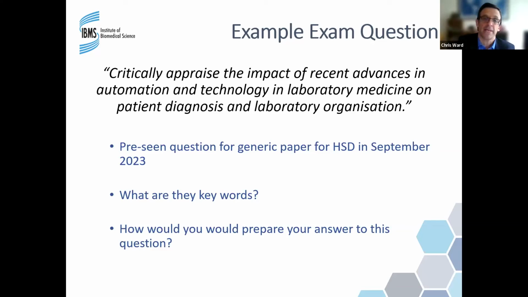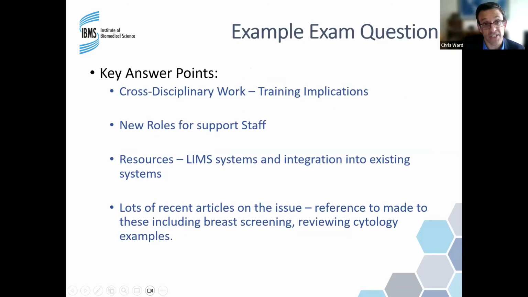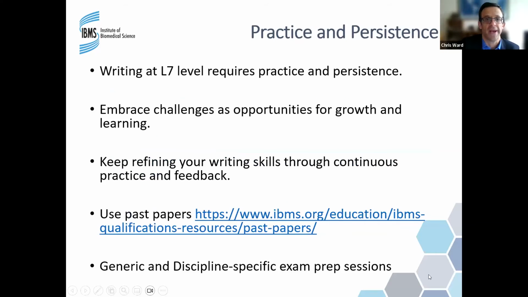But this one is an example of a paper from last year. It was a generic question. It happens to be the pre-seen question, which is why I wanted just to show you this one as well. And it's a question actually we asked about 5 or 6 years ago.